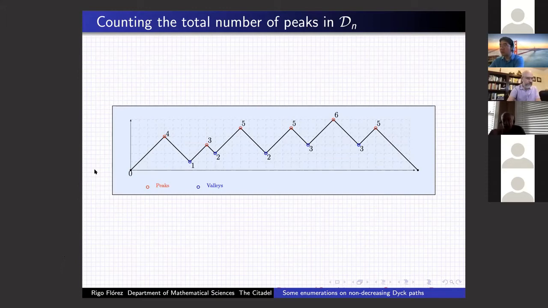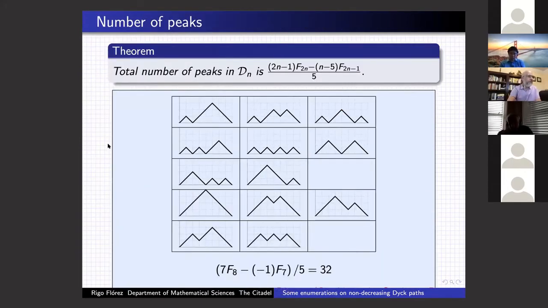So there are many questions that we can ask, but here I'm just picking a few, and I'm going to show you the technique that we use to prove them. The same technique most of the time works for all cases. Yes, it depends on the case, but it's the same technique. So here I pick to work on the total number of peaks in non-decreasing Dyck paths.